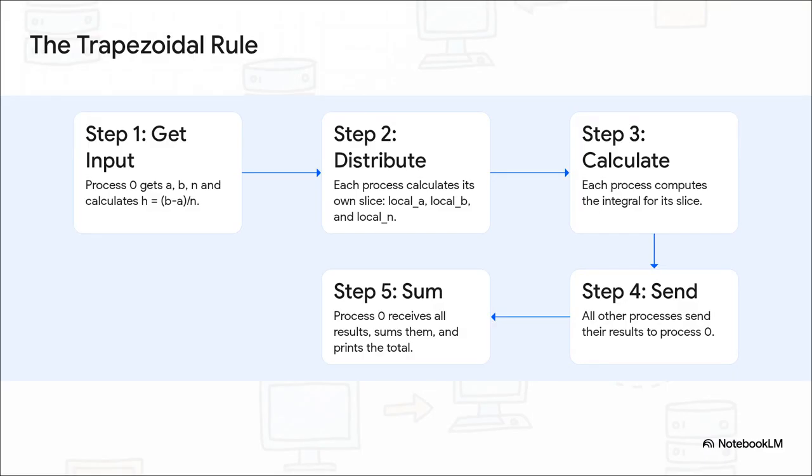Process 0 is our manager. It figures out the whole problem and then hands out a small slice of the curve to every single worker process. Each of those workers then goes off on its own and calculates the area for just its little piece. Once they're done, they send their answer back to the manager, who adds it all up to get the final result. This manager-worker setup is a super common and powerful pattern.